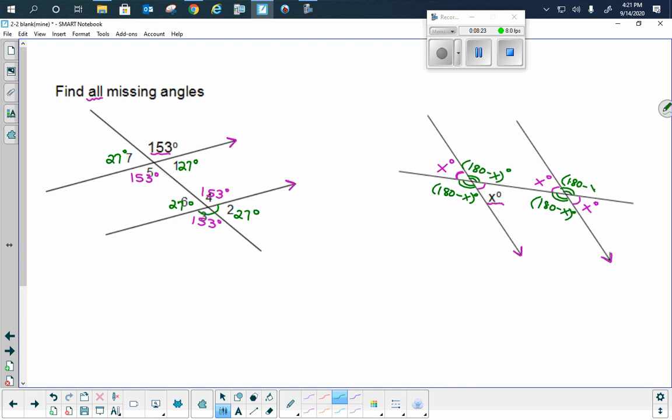Okay, so however many angles are in the picture is how many you need to solve for. Okay, so practice that up.